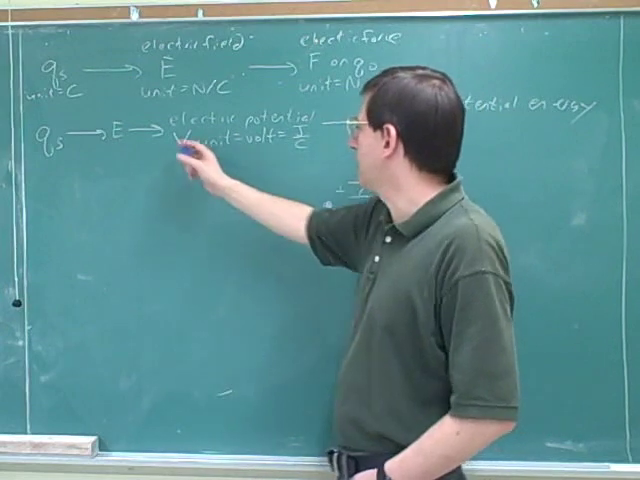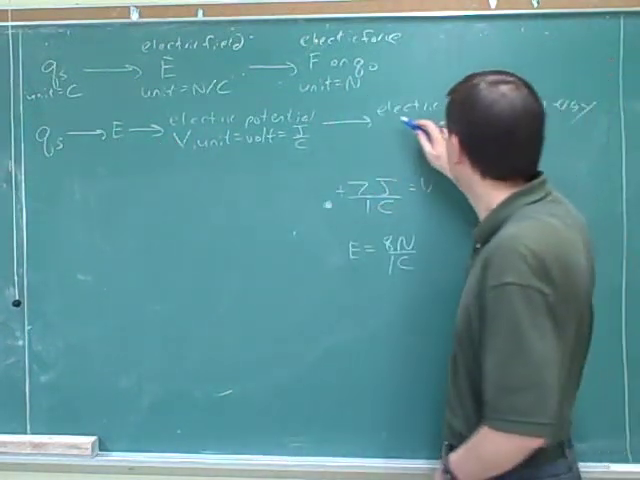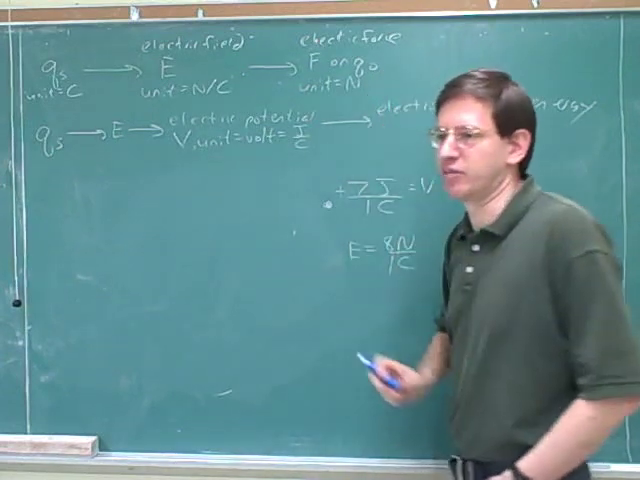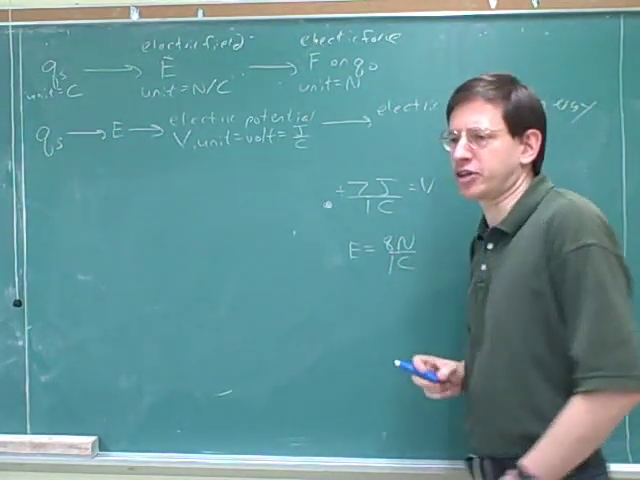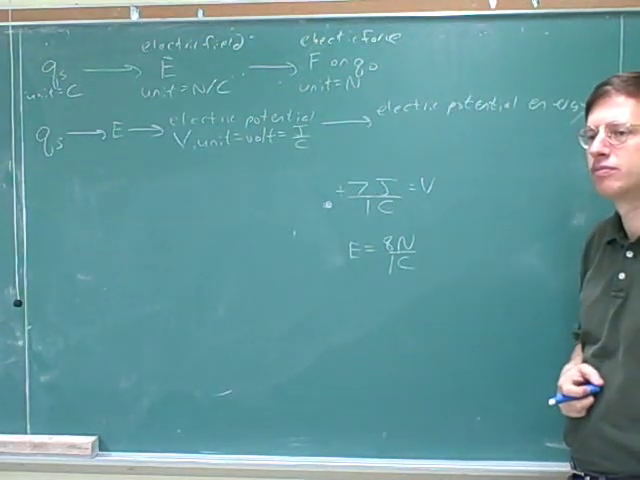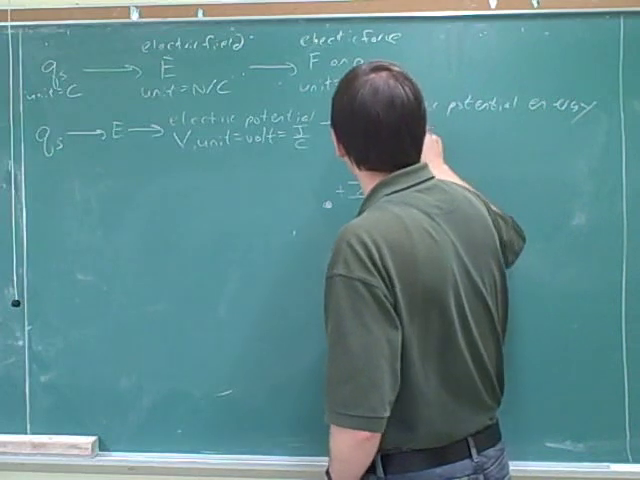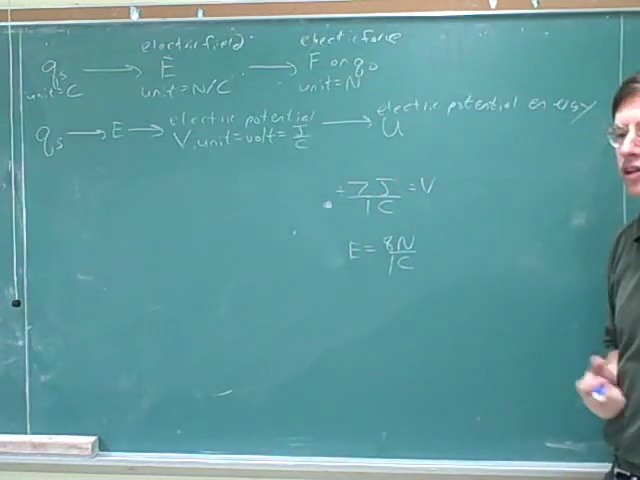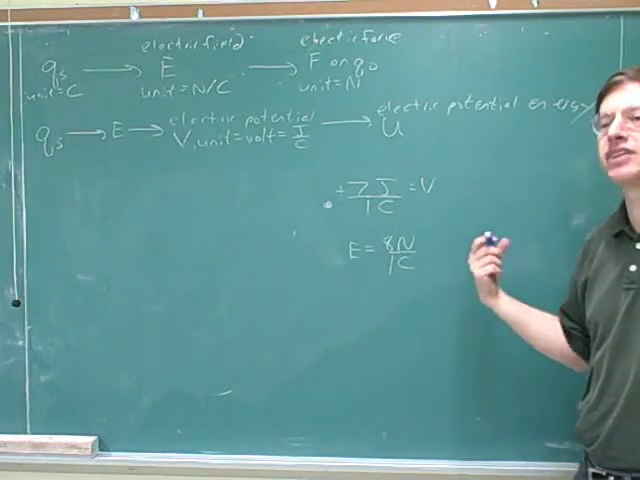Well, we just saw that the electric potential at a point in space determines what the energy would be for a system of charges at that point in space. What is the symbol for electric potential energy? U. Okay, because we generally use U for potential energy. And what is the unit for electrical potential energy? Joules. Because that's the unit for any type of energy.